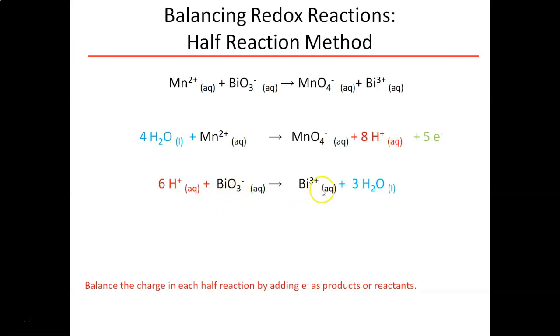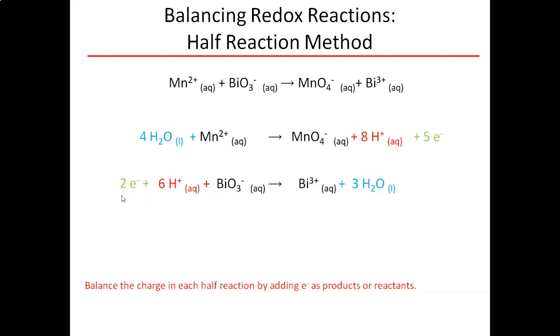We look at this second example. I have a +3 in my products. I have a +6 and a -1, so I have a total charge here of +5. I have more positive on this side than that side, so I'm going to add 2 electrons. Now, after I've done this, I can see this reaction has undergone oxidation because I have my electrons in my products. And I can see that my second reaction has undergone reduction because my electrons are in the reactants.